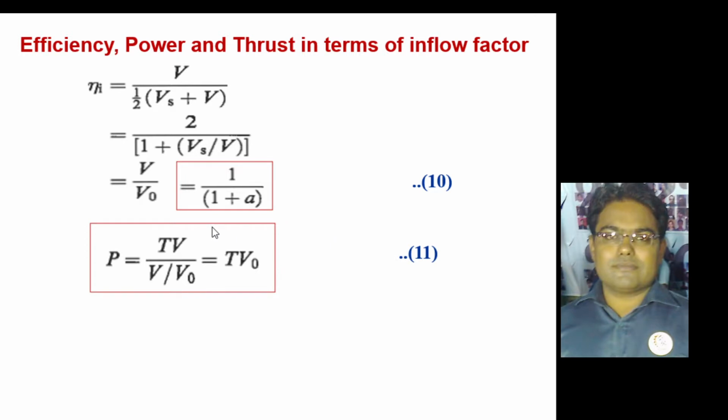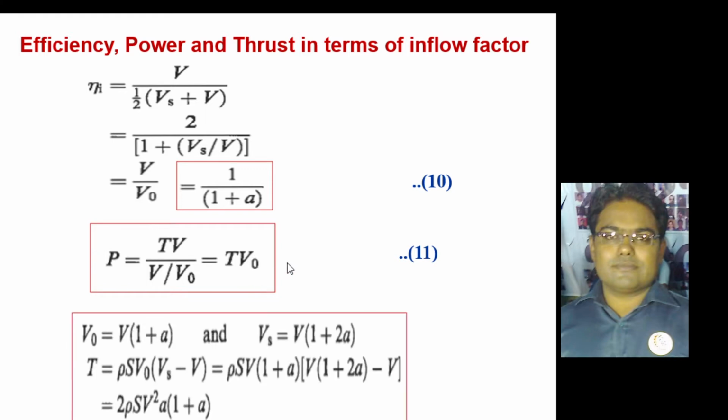So power is thrust into velocity divided by the efficiency. The propeller has its own efficiency, so the actual power generated, called power available, is divided by the efficiency. The efficiency we already defined as V by V naught. So power can be written as T into V naught, where V naught, as you already know, is V into (1 plus A), and the slipstream velocity Vs is equal to V into (1 plus 2A).